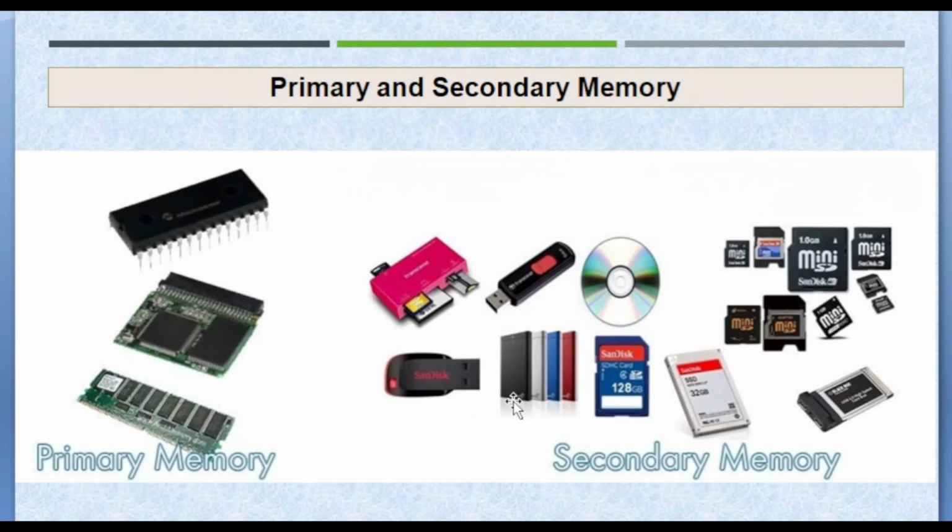These are the pictures of primary and secondary storage devices. Primary storage devices are ROM and RAM, and here, as secondary storage devices, you can see pen drives, CDs, card readers, memory cards, and external hard drives. These are nothing but secondary storage devices.